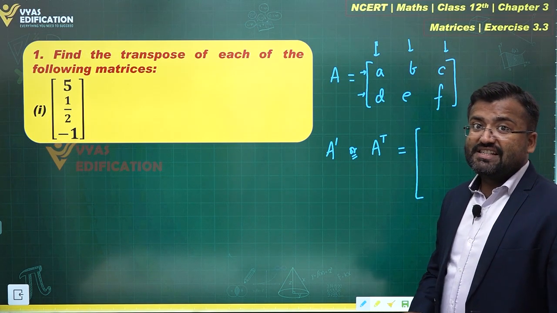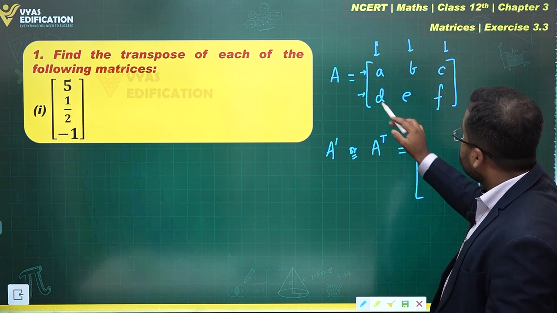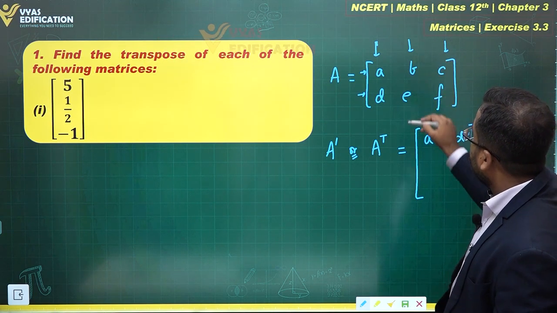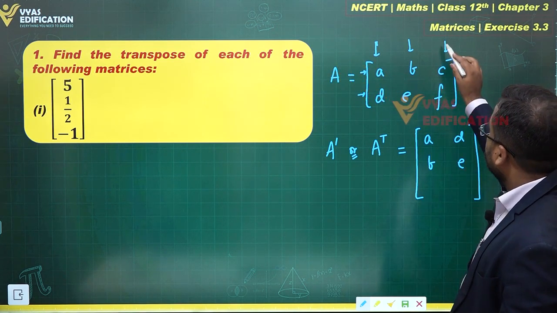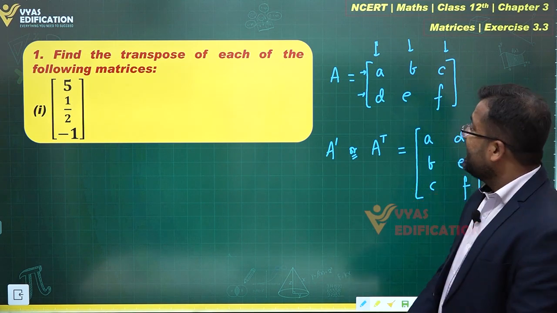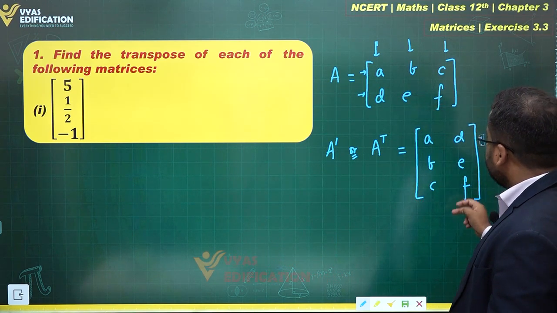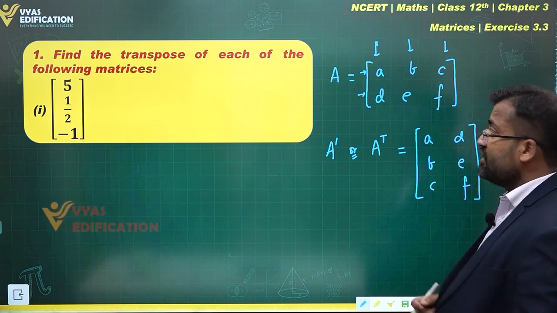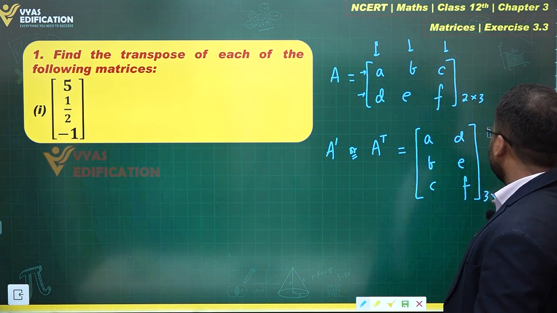This is A transpose, which is obtained by interchanging the rows and columns, right? The first column becomes the first row. This A, D becomes the first row over here. The second column becomes the second row. The third column becomes the third row, and correspondingly, this first row has become the first column. The second row has become the second column, as you can clearly observe over here. The order also changes. This was a 2 by 3 matrix. This is a 3 by 2 matrix.